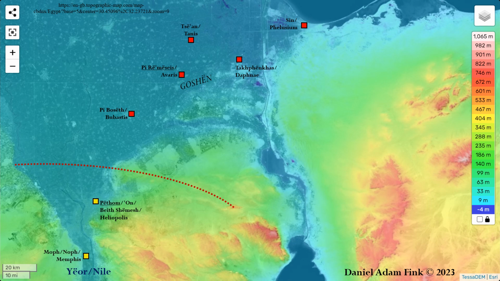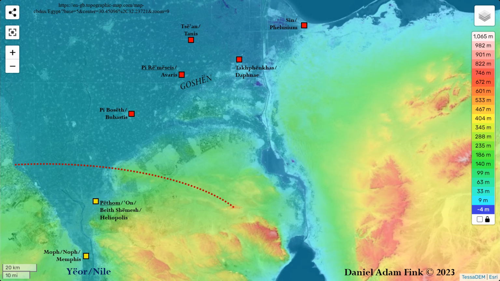North of there is the great city in the history of Egypt, which is called Noph or Moph in the Bible, Memphis. North of there, the other yellow square is Pithom on Beit Shemesh, Heliopolis. Heliopolis is the sacred city, which is why it was so important to the Hebrews, Memphis being the population capital. So these two cities together and that vicinity is the capital district. You then see a burgundy dashed line.